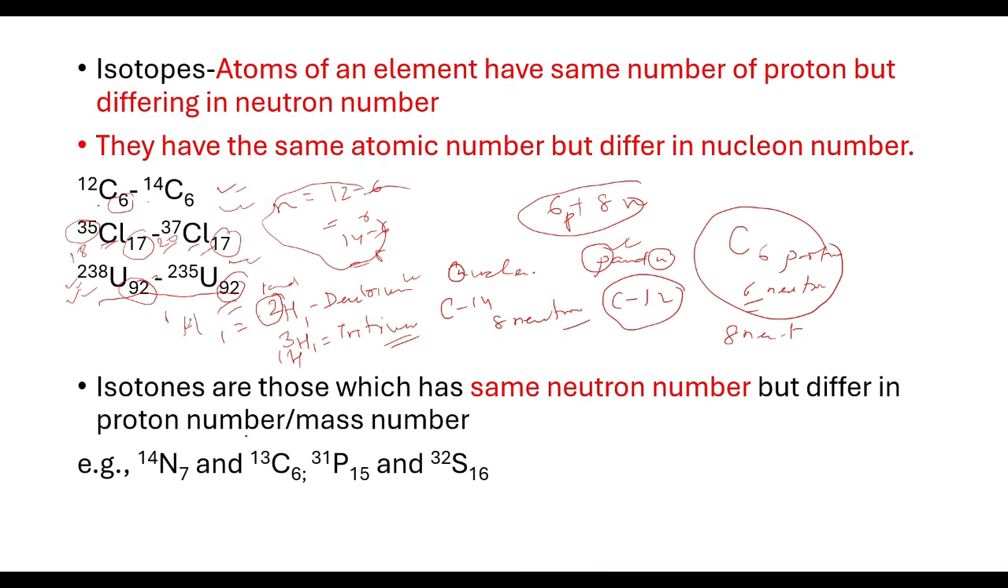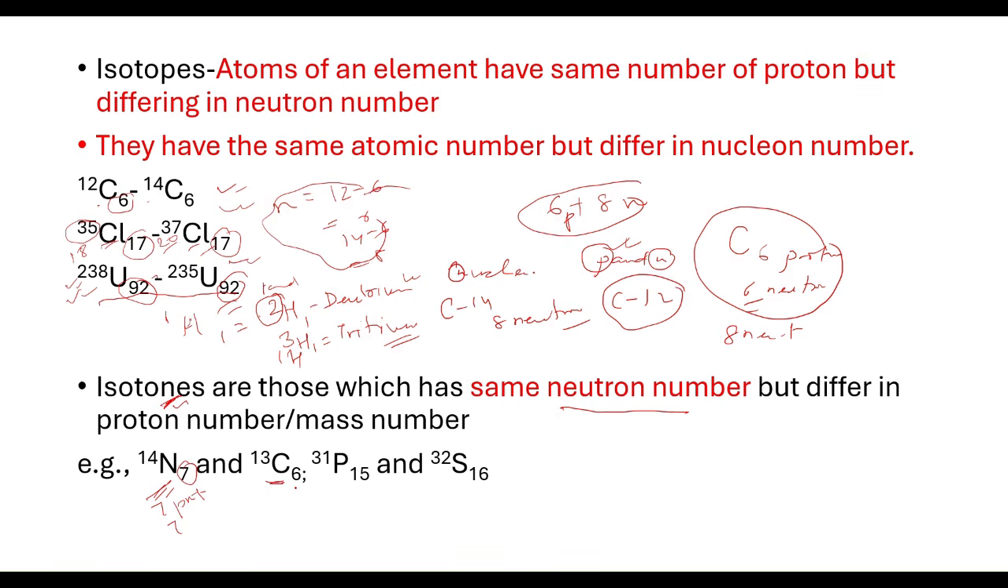But there is another less important concept, that is isotones. Isotones, if you remember, you can take the n in here, have the same number of neutrons, but they differ in their mass number. They may differ in their mass number or proton number. So examples are, say, 14N7. Okay, so 14N7, it has 7 protons, right? This is the atomic number. 14 minus 7, that is mass number minus atomic number, gives you the neutron number, which is 7.